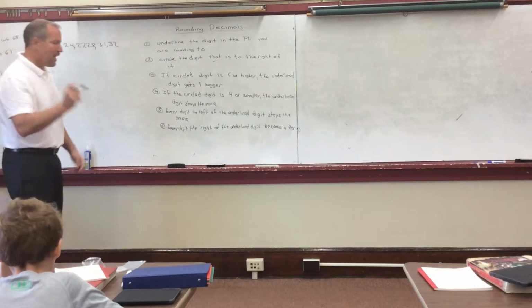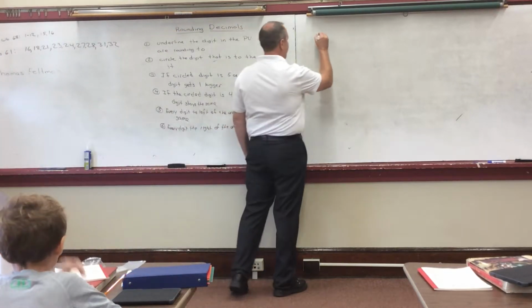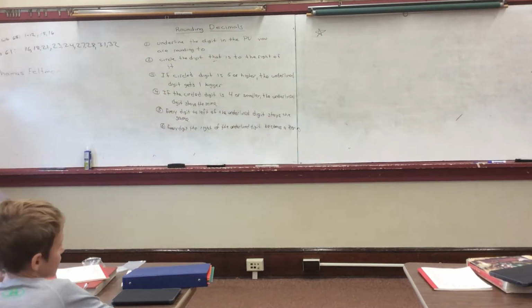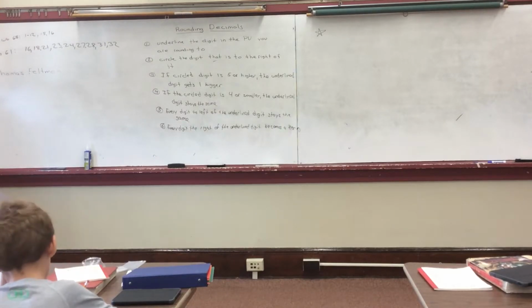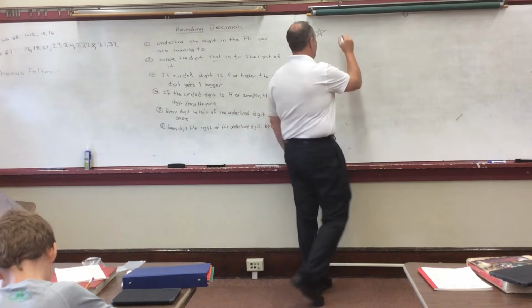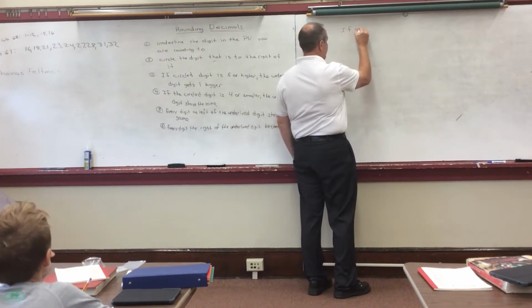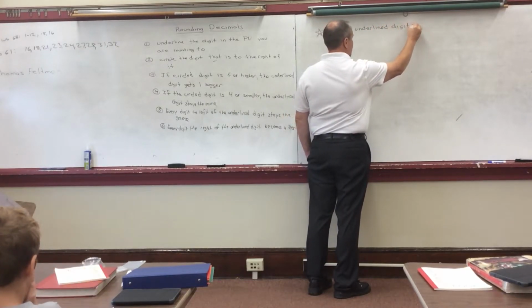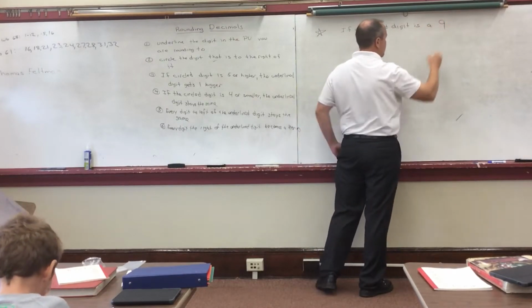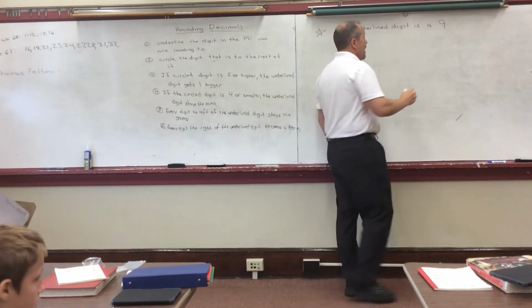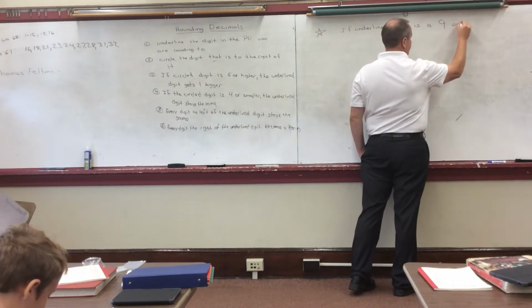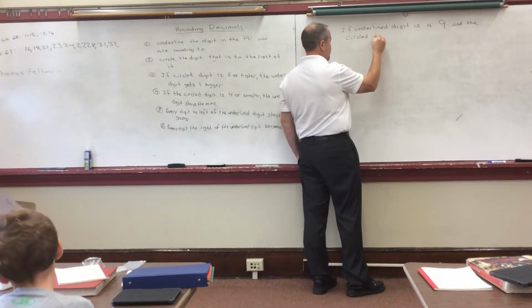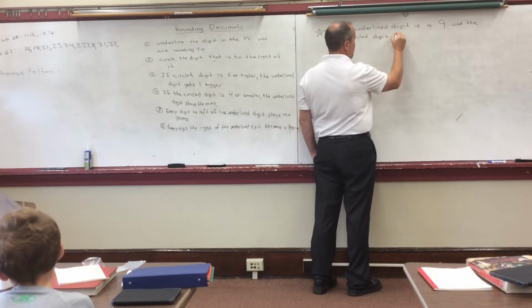Now, there is one, I'm going to put a star beside it, because there's one type of problem in which it can be a little bit more confusing. And that is, if the underlined digit is a 9, and the circled digit tells you to round up.